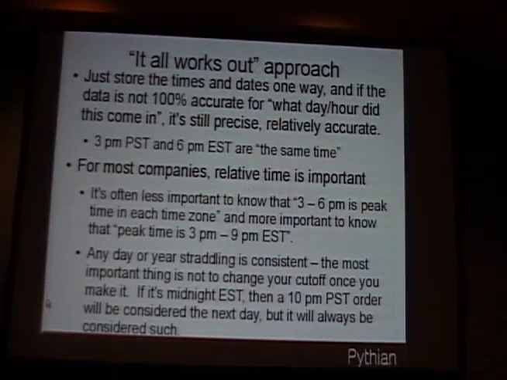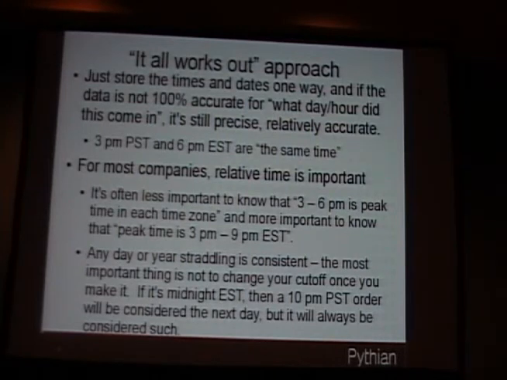So you can also have the just-all-works-out approach. Just store the times and dates any which way. Don't worry about the offsets. Don't worry about whatever. And if the date's not 100% accurate for what exact day or hour it came in, it's still precise, it's still correct, and it's relatively accurate. So relative to each other, the data is accurate. Not relative to my 6 p.m. and your 6 p.m., but relative to at what absolute time did the button get clicked.